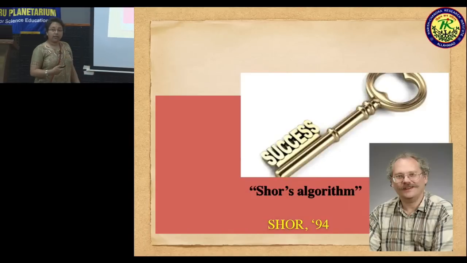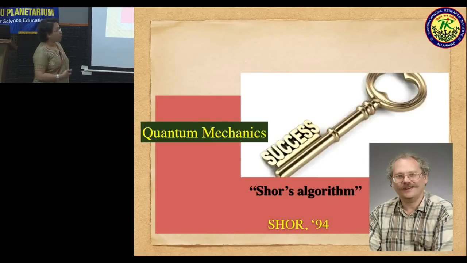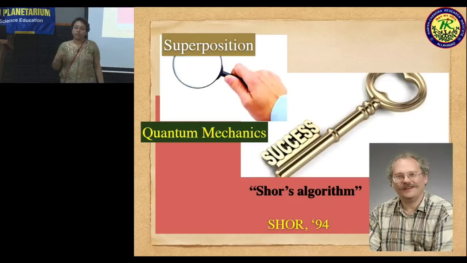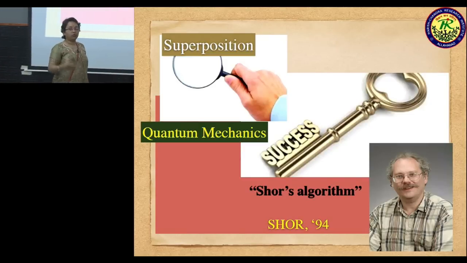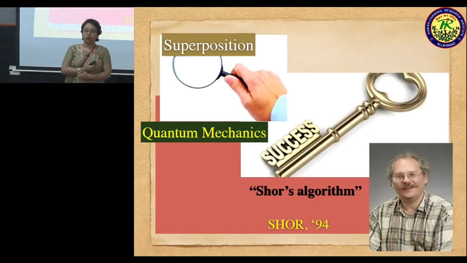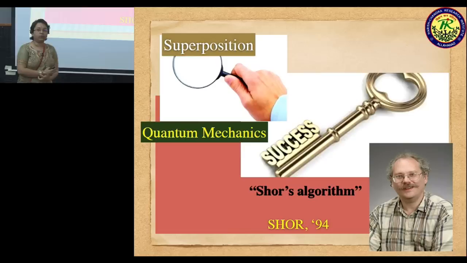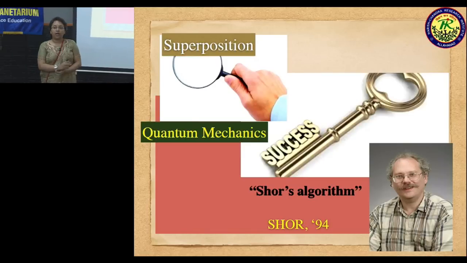And this is actually the main key to the success of Shor's algorithm. Of course, as I said, it's quantum mechanics which leads to Shor's algorithm, but it is also the superposition principle which leads to the efficiency that we got in solving the prime factorization problem.